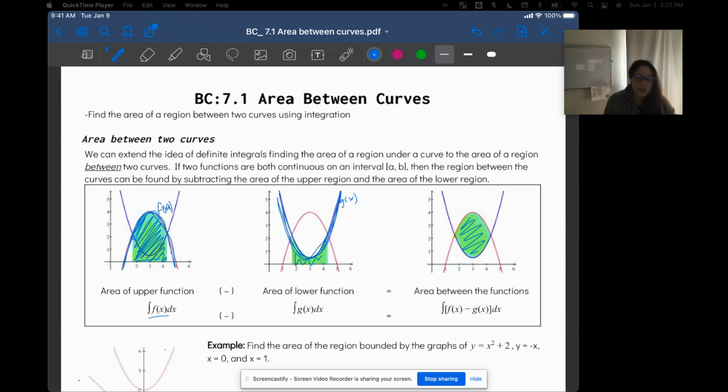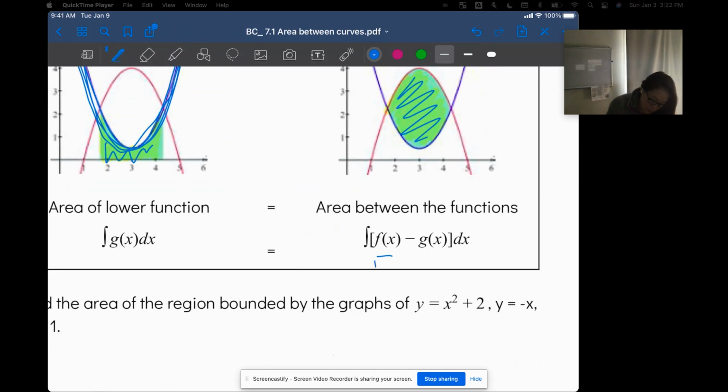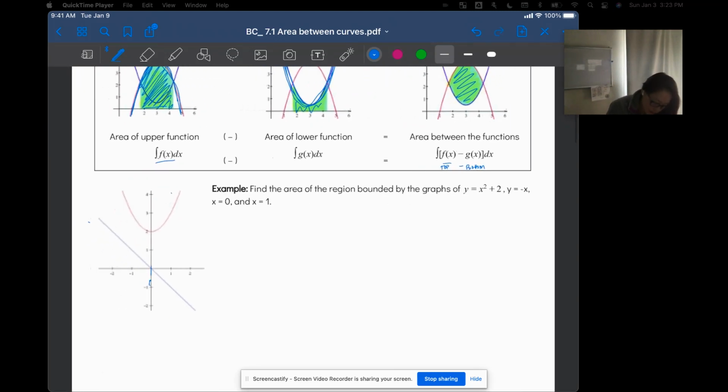So to find the area between the two curves, we take the integral of the top curve minus the bottom curve. Okay, so we're going to do this in an example.